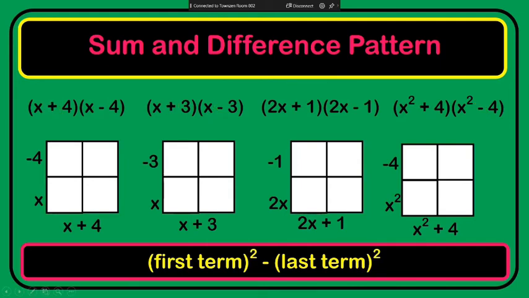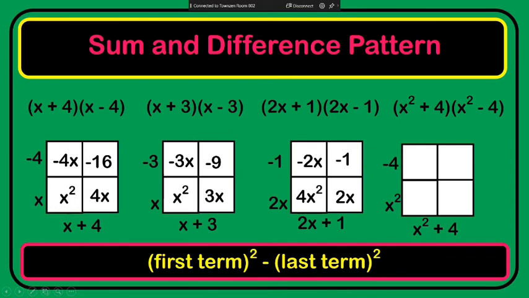All right, on our first example, we have x squared minus 4x plus 4x minus 16. On our second example, we have x squared minus 3x plus 3x minus 9. On our third example, we have 4x squared minus 2x plus 2x minus 1. And on the fourth, x to the fourth minus 4x squared plus 4x squared minus 16.